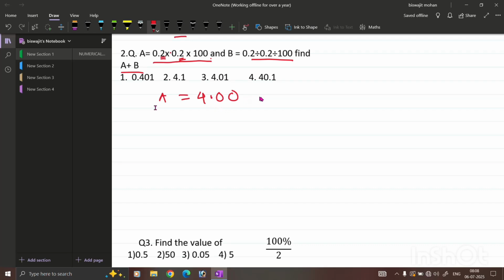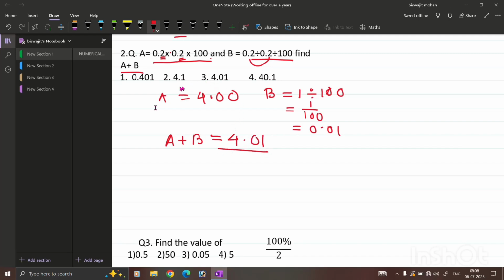So a is equal to 4, and b is equal to, when we find it out, 0.2 divided by 0.2, we get 1, and then 1 divided by 100. So b is equal to 1 by 100, which is equal to 0.01. So a plus b, we get 4.01. Yes, so the answer is number 3. We go to the next question.